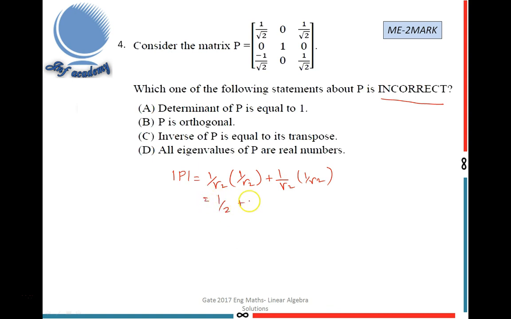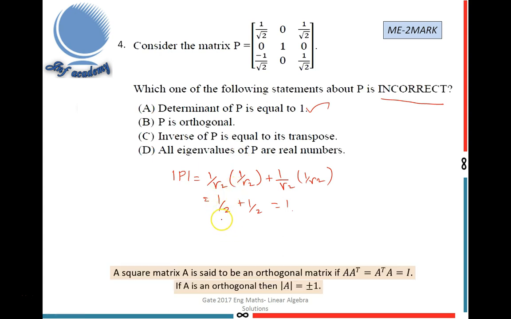So this is 1 by 2 plus 1 by 2. This is equal to 1. So the determinant of P value is 1. So option A is a correct statement. Okay. Next, P is orthogonal. Here I explain the orthogonal definition. A square matrix A is said to be an orthogonal matrix if A into A transpose equals A transpose into A equals I. This definition clearly says if A is orthogonal, then determinant of A equals plus or minus 1. So here I say determinant is 1. So this matrix is orthogonal. So statement B is also correct.